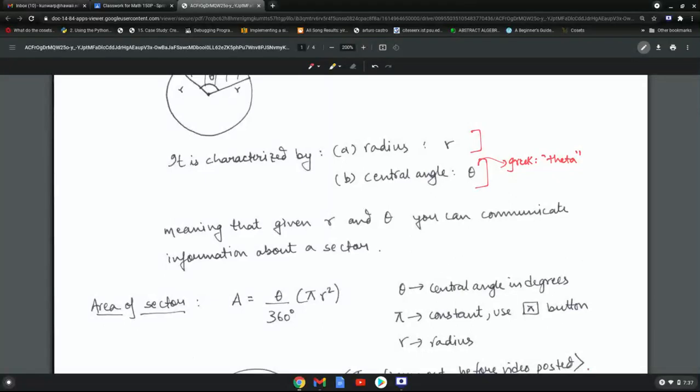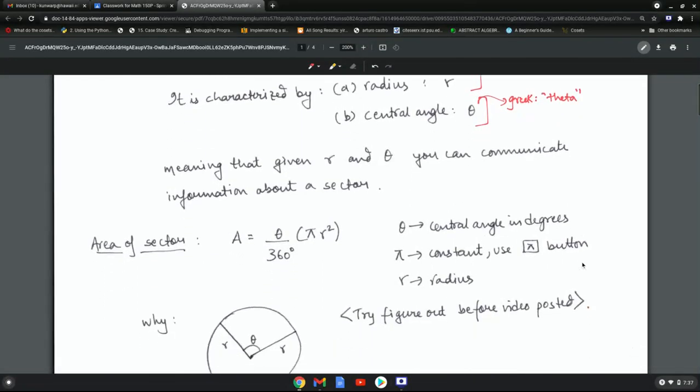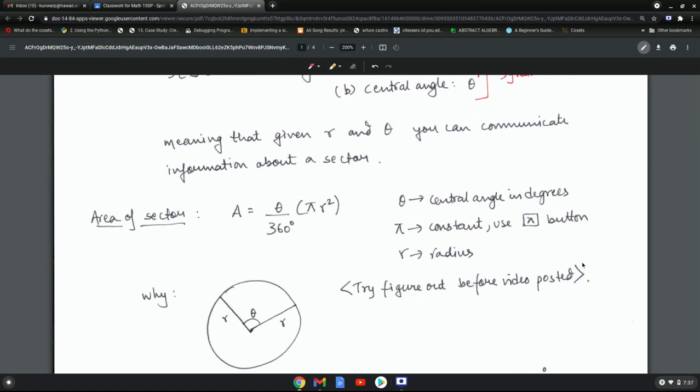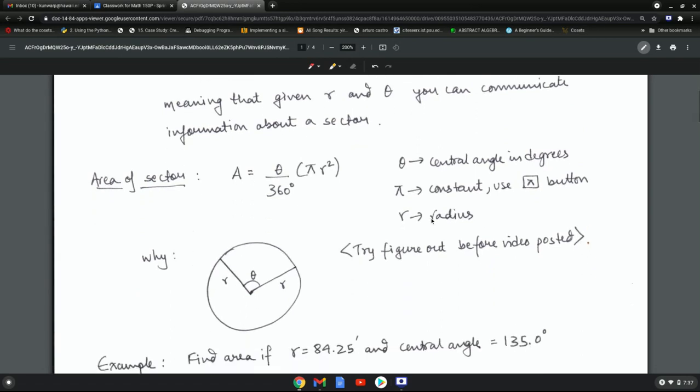Now we've already seen this before. What's new today is that we can find the area of this sector, and that area is given by theta over 360 degrees times pi r squared. Now this should look familiar. This is a circle's area, right? The area of a full circle is pi r squared. Now, why is this the area formula? Hopefully you thought about it a little bit before you look at the video.